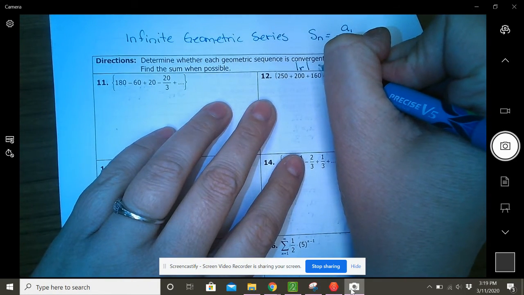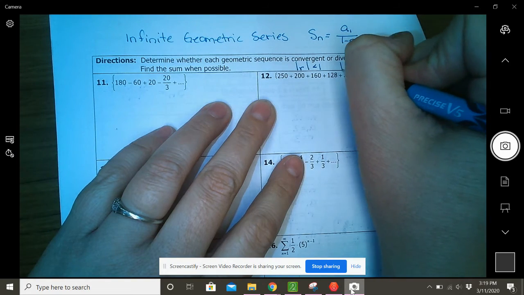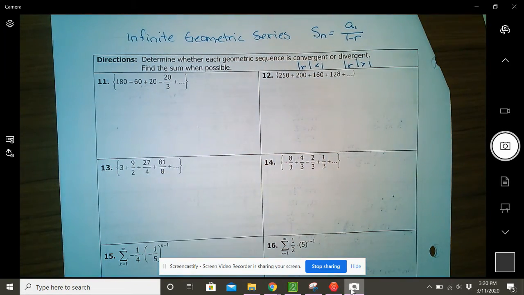So to make that decision, remember, it's all about your common ratio. If the common ratio is less than 1, it will be convergent. And if the common ratio is greater than 1, it'll be divergent. So that's the first thing we need to check on.